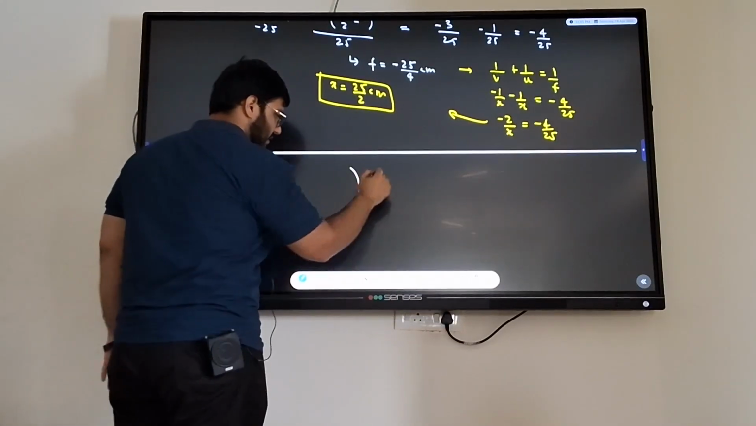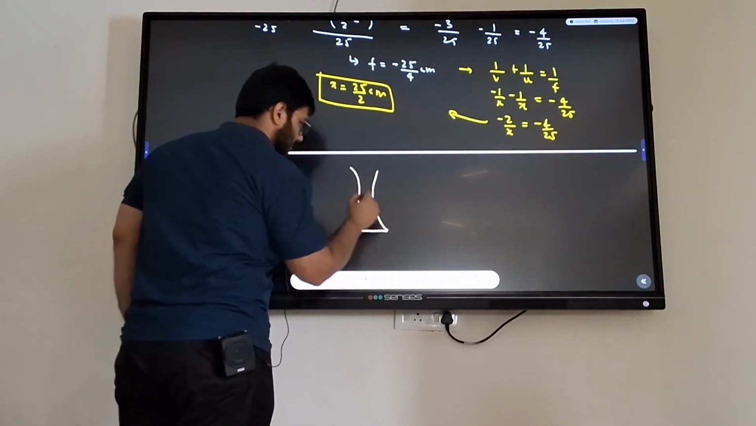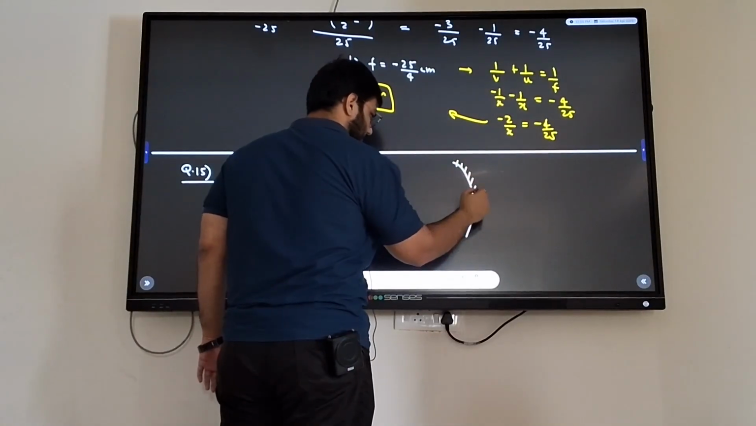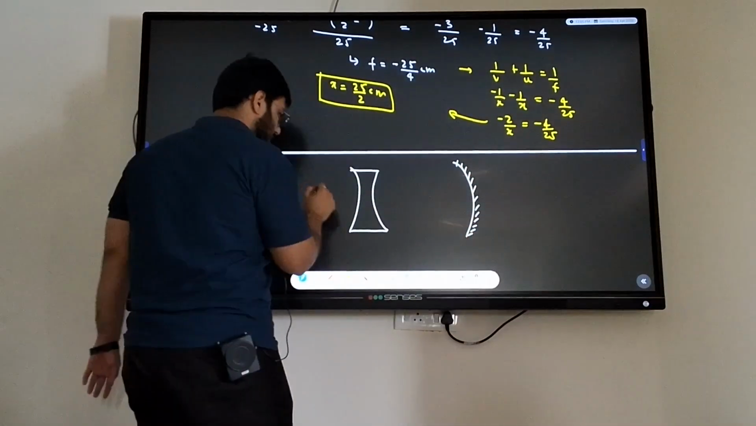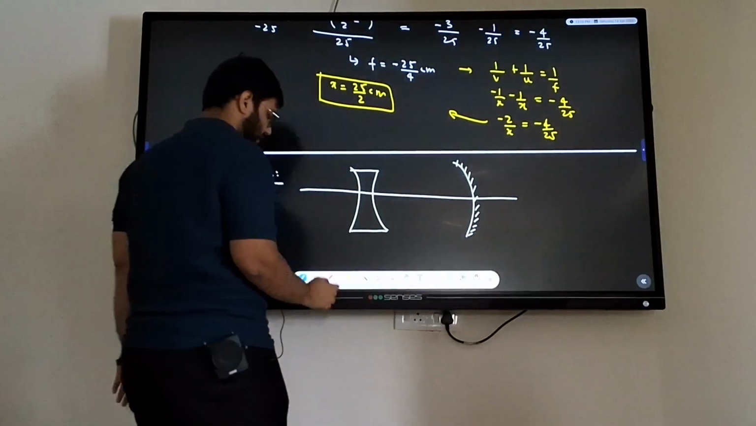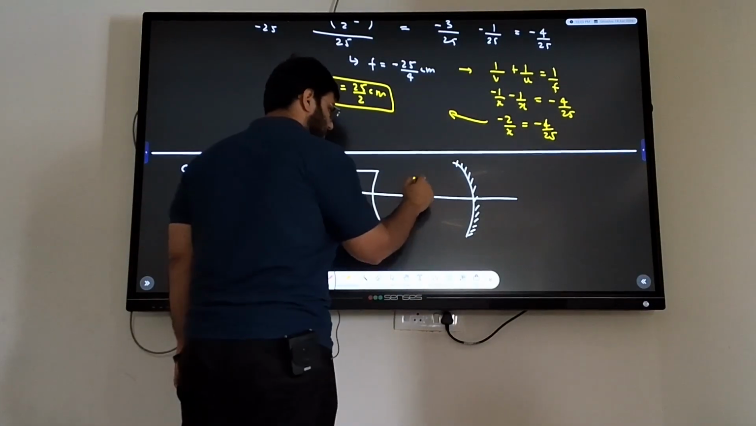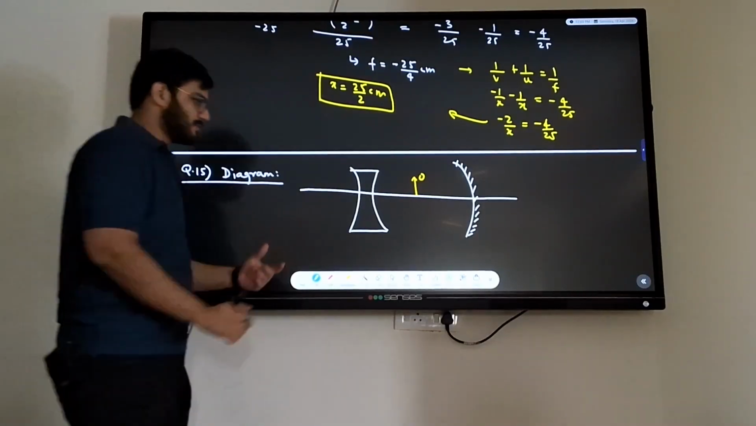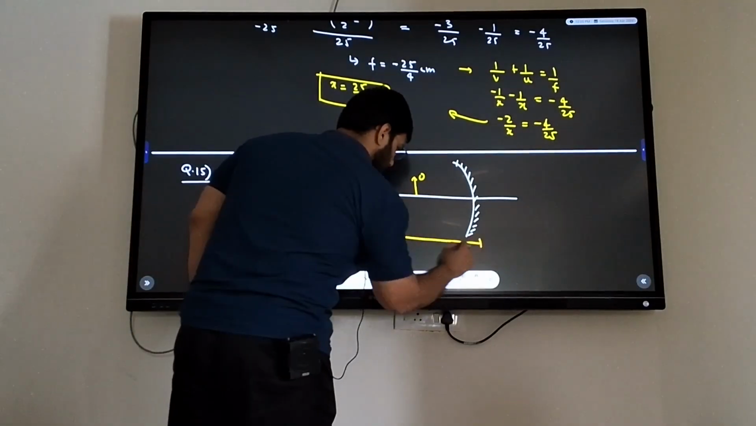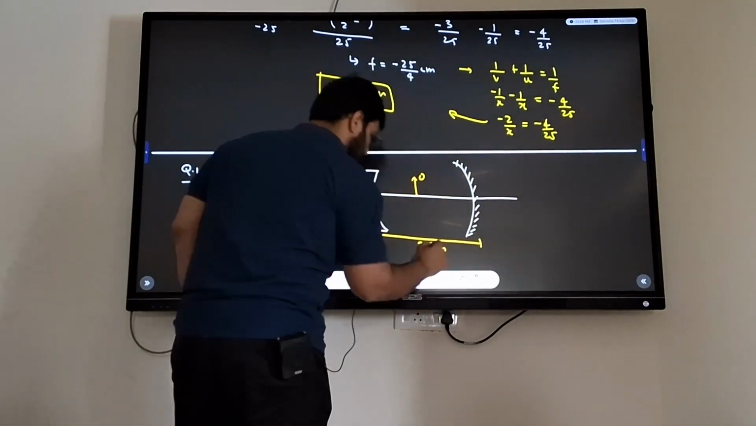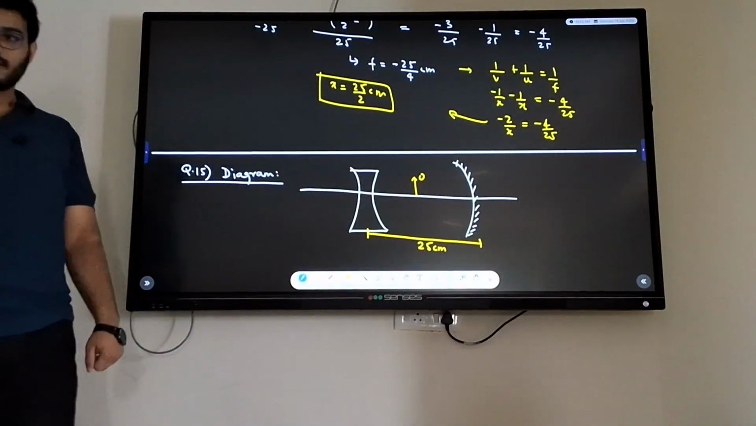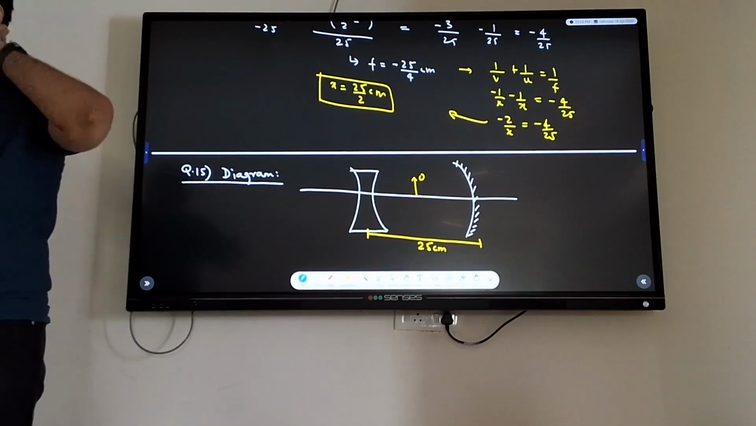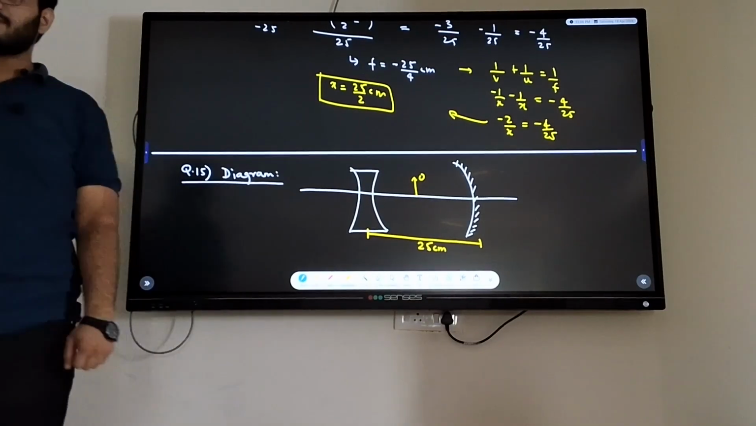You have a concave lens and you have a concave mirror. They share the common principal axis. Then you have an object here, O. This is given and the distance between them is given, 25 centimeters. What are they asking in the question? Where is the final image formed? Maybe they are asking about the magnification as well.